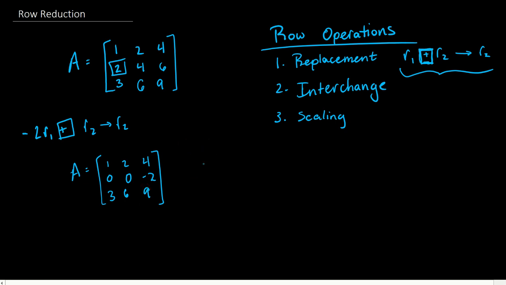Now what we have to do is we have to work with and get rid of the 3 in row 3, right? Column 1.